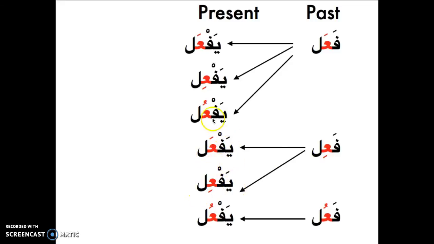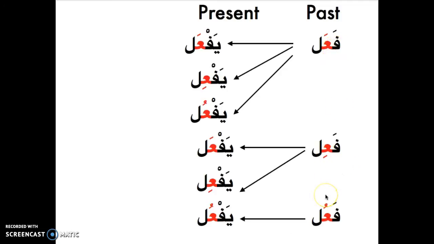So there is no closing. So when it's fa'il, it cannot be yaf'ul, cannot be. It can either be yaf'al or yaf'il, right? Those two. And fa'ul can only be yaf'ul. You see how it works?